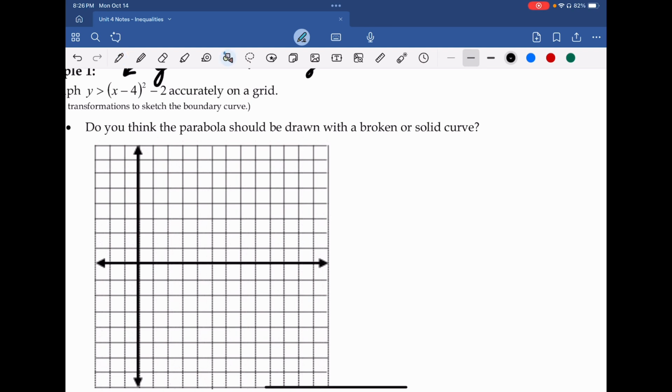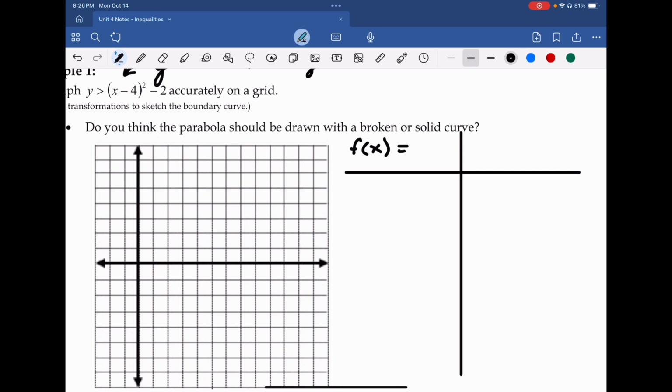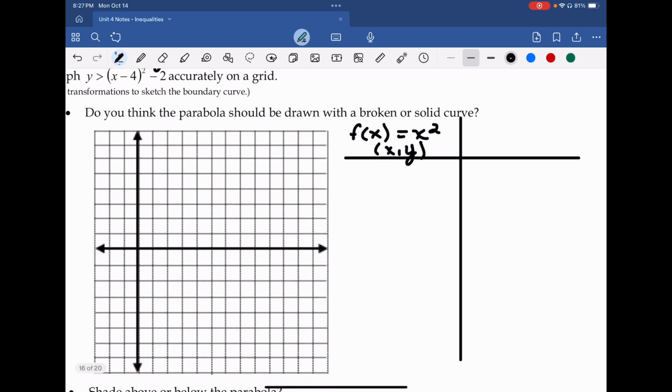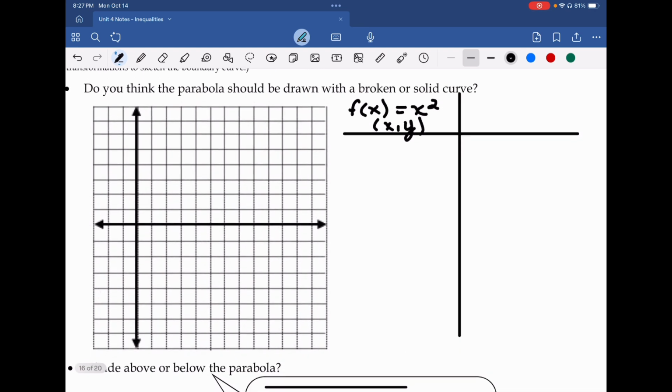First and foremost, let's create a t-table here. So off on the right-hand side, I'm going to create a t-table, and in the first column, I'm going to write this as f of x equals x squared, where we have x and y ordered pairs that represent specific points on the original graph. From our quadratic functions unit, we would have learned that we have the following points.